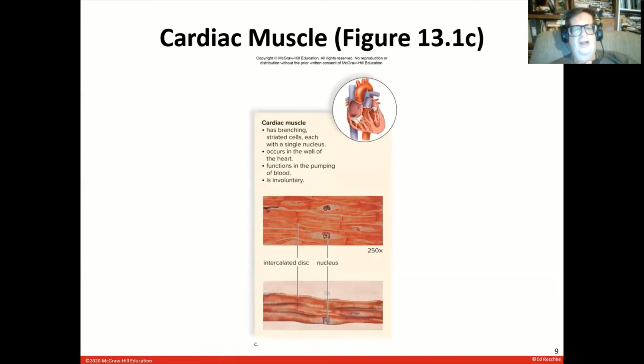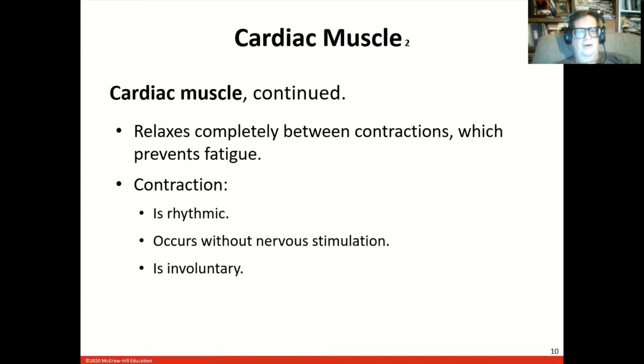All right, so cardiac muscle, it's got lots of branches. It's still striated. You can see stripes. Here's an example. Here is a stripe. Now those stripes are where several fibers lined up their intercalated discs, and you can see there's another one there. Okay. They've got a nucleus here. It pumps the blood, and it's involuntary. You've heard that before.